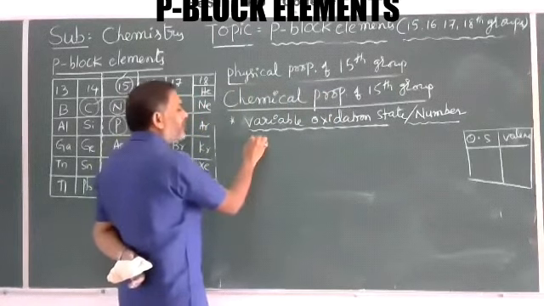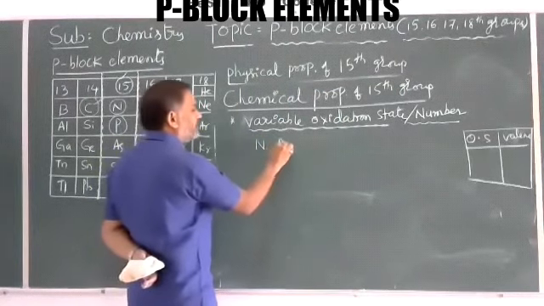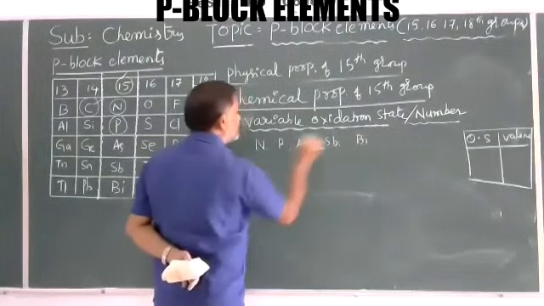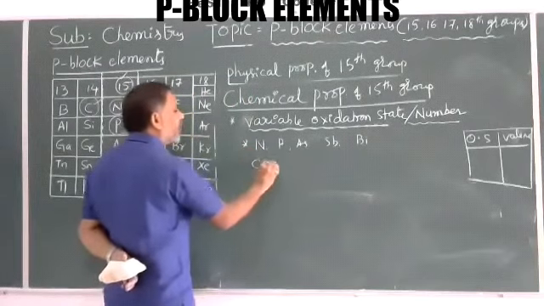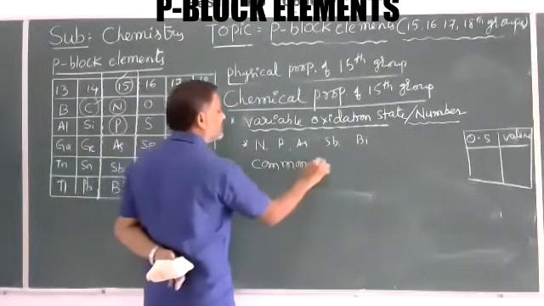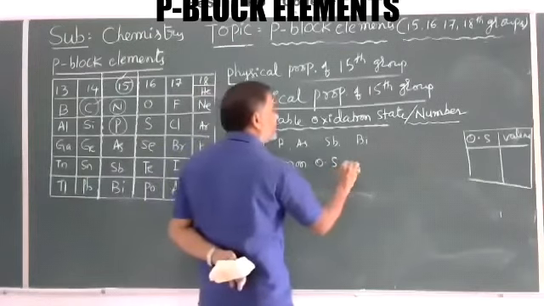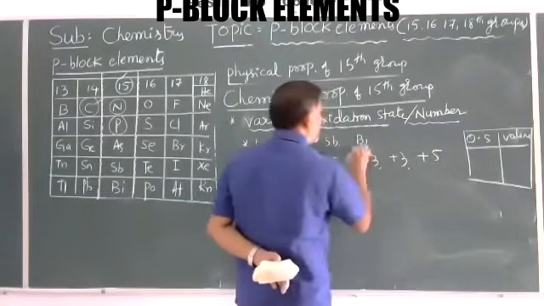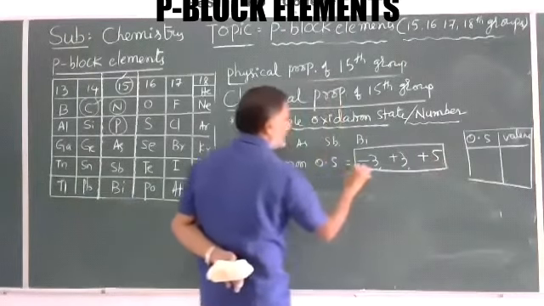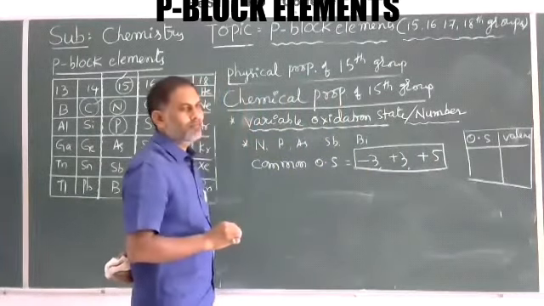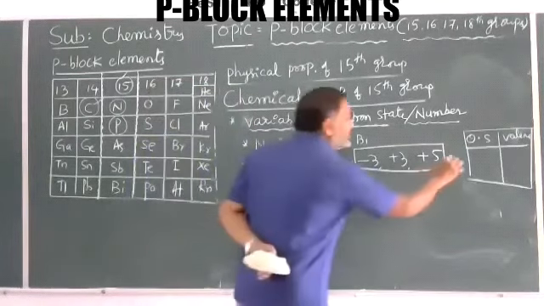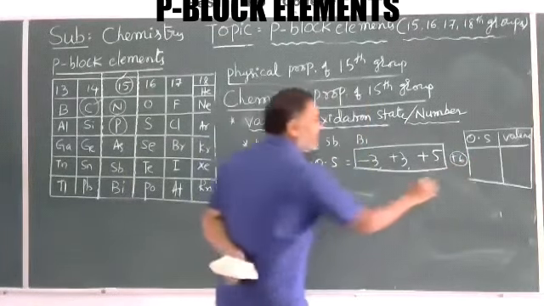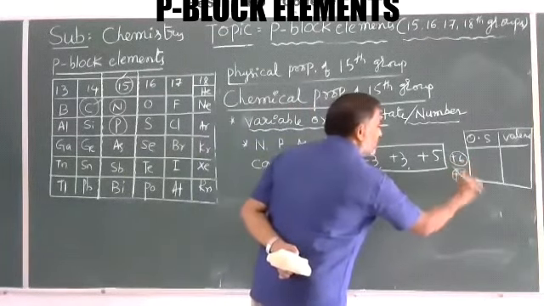Now here the 15th group elements are nitrogen, phosphorus, arsenic, antimony and bismuth. These are 5 elements. Here the common oxidation states are -3, +3, +5. These are the common oxidation states. So why not +6, sir? Why not +7? Here +6 and +7 are not possible.